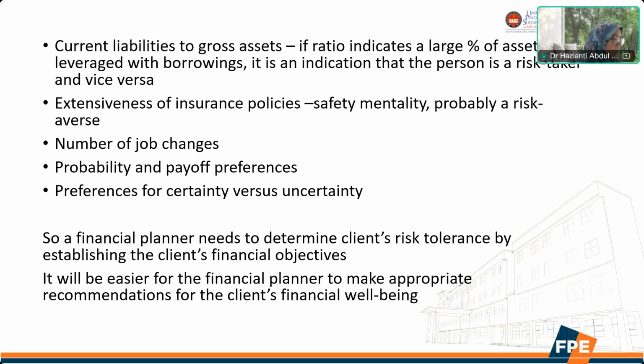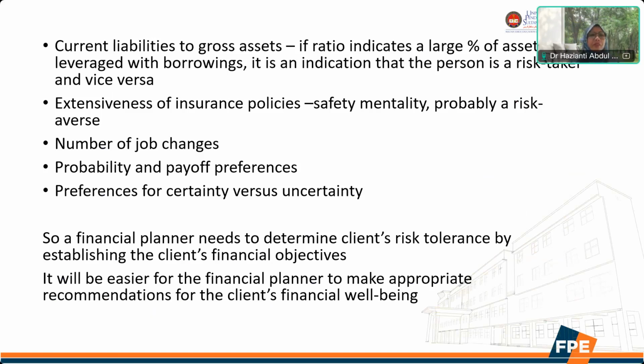Next would be probability and payoff preferences. So this is related to the probability of loss and the probability of gain and the amount that they are willing to take as loss, a certain amount, their probability and their preferences. And the last one is the preferences for certainty versus uncertainty.